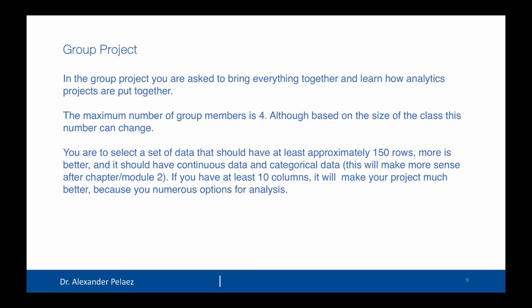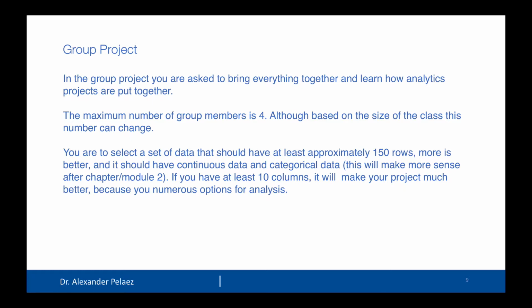You are to select a set of data that should have approximately 150 rows. I'd suggest a lot more. I would suggest anywhere of 500, 1,000 or more, because it should be easy for you to be able to obtain such a data set. And the more you have, the better it's going to be for your project. And it should have continuous as well as categorical data. And this will make a little bit more sense after you get through Module 2.